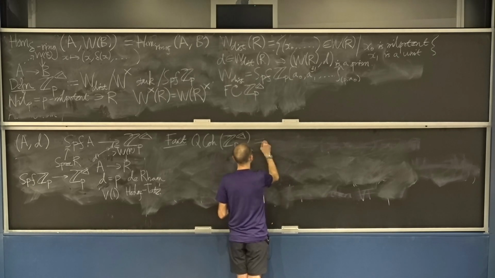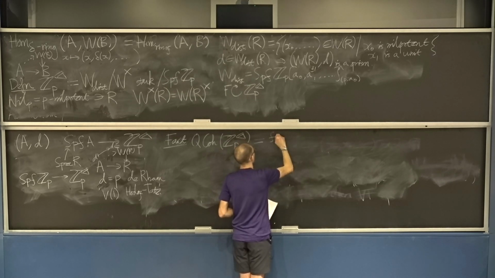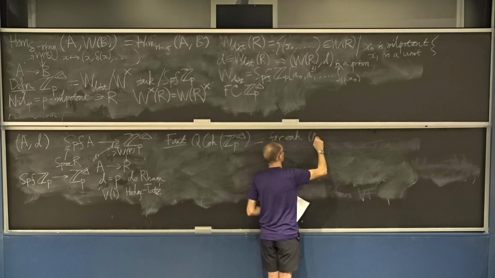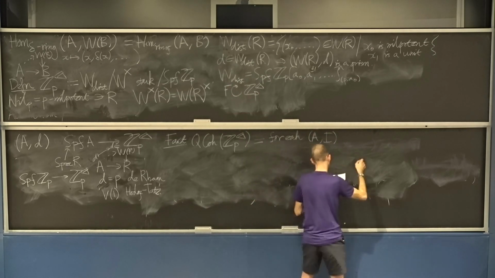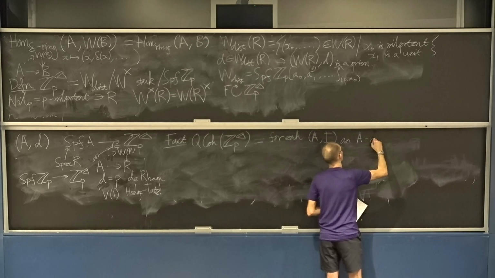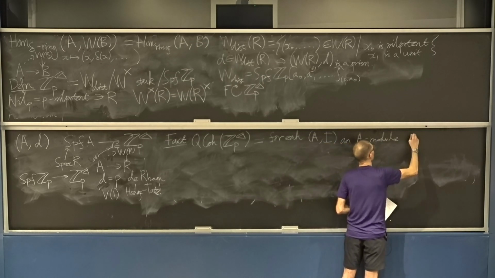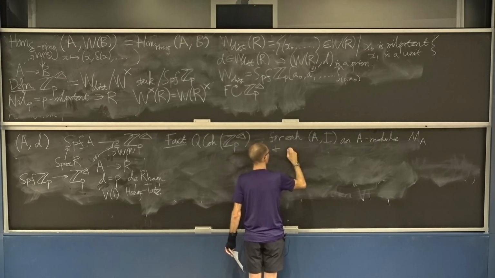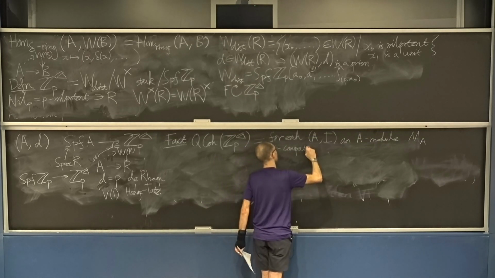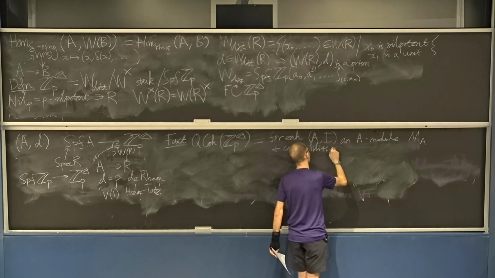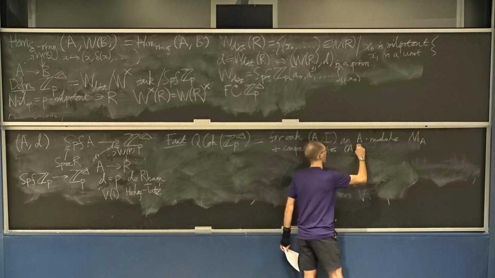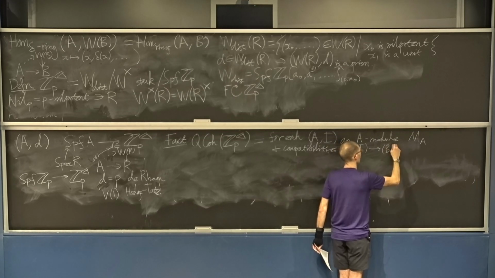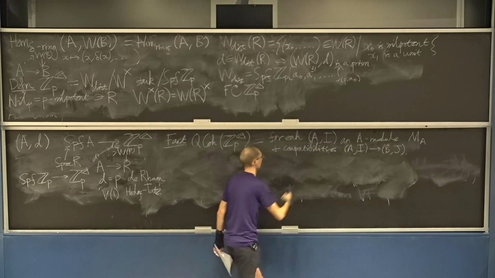These are just the same thing as the data of a prismatic crystal in the sense you might have seen before, which is the assignment for each prism, just write (A, I), an A-module called M_A, and the crystal part of it is that there's a natural compatibility for any maps of prisms. There's an obvious notion of maps of prisms, and you demand that the appropriate, I guess, p-adically completed pullback is compatible.